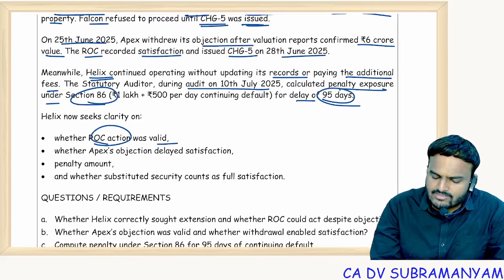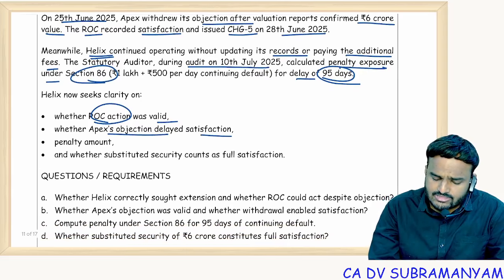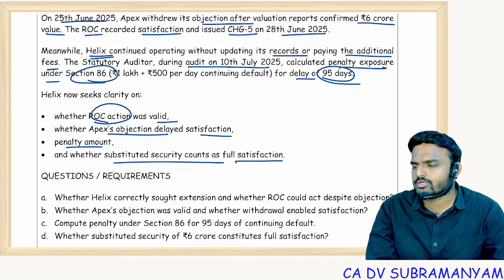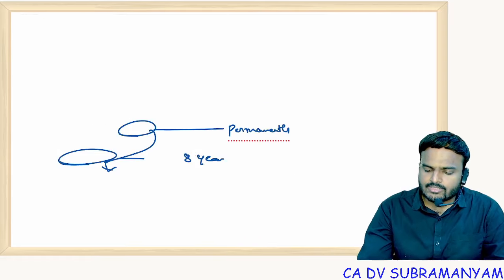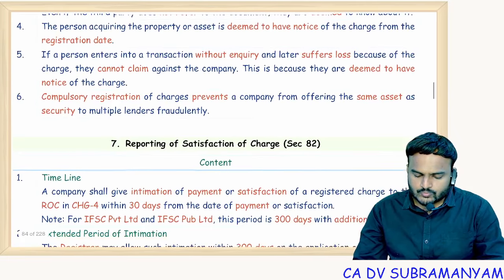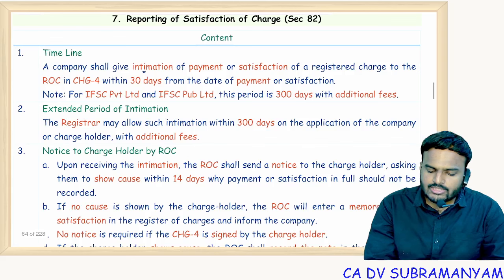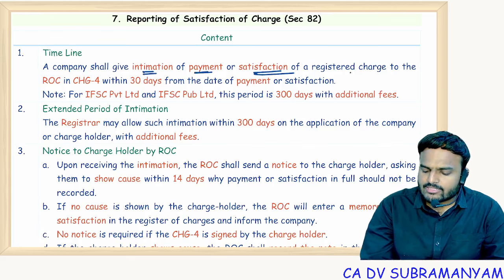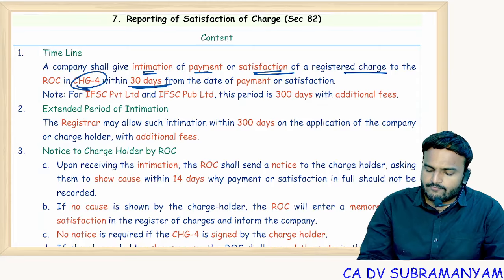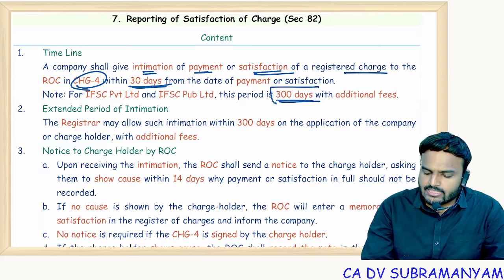Whether the ROC action is valid? Yes. Whether Apex's objection delayed satisfaction? Penalty amount? Whether substituted security counts as full satisfaction or not? For that, let's see satisfaction of the charge, Section 82. The company shall give intimation of payment or satisfaction of a registered charge in which form? CHG4, within how many days? 30 days. And of course, the period will be extended up to 300 days with additional fees.